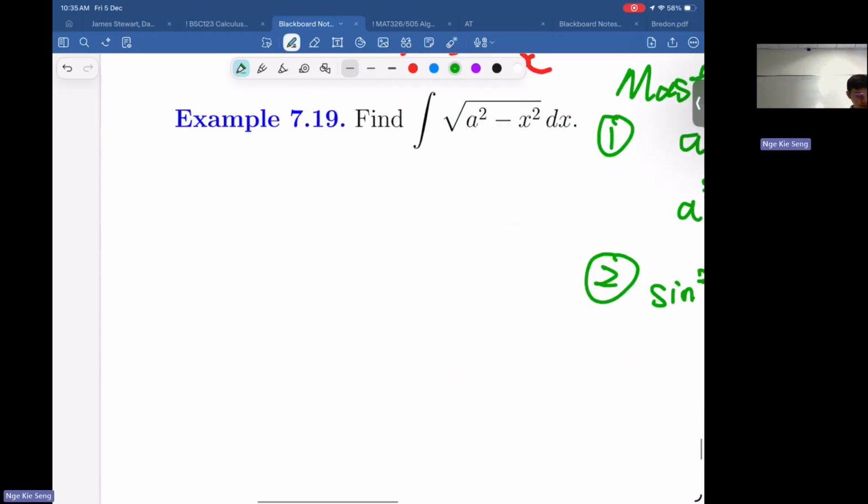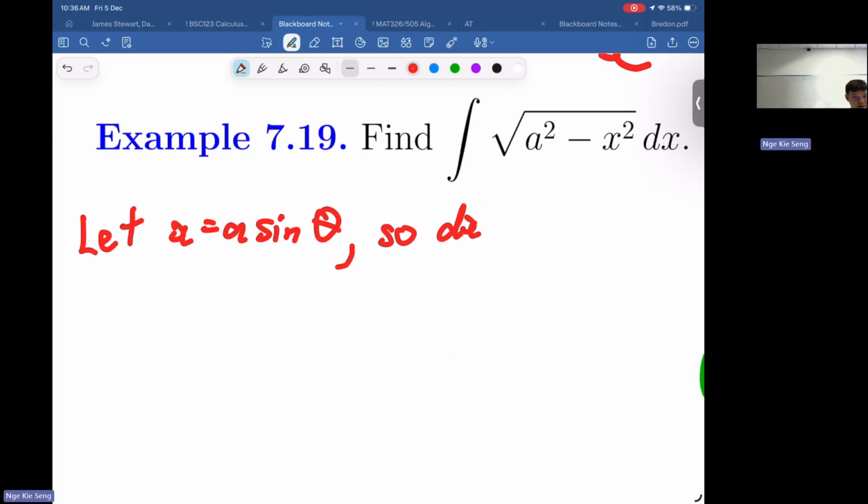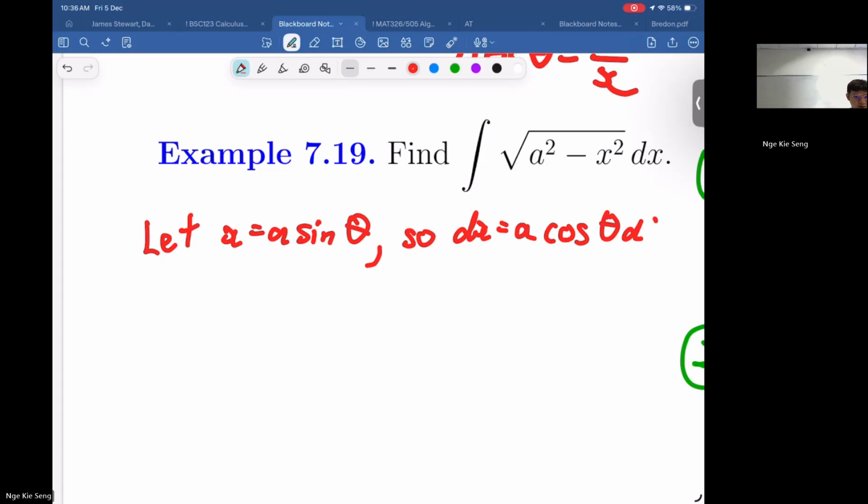All right, let's come back to the integration here. This is a squared minus x squared. It's a constant minus the variable squared. So we use the first substitution here. Let x equal a sine theta, such that dx equals a cos theta d theta. Let's do this first, and then we will see what else we need.